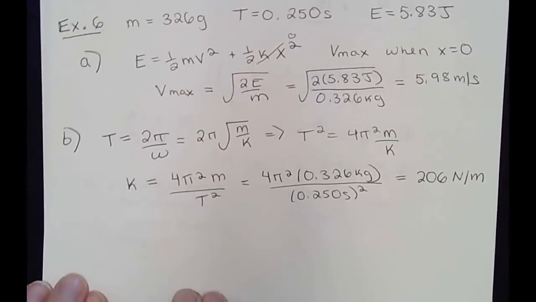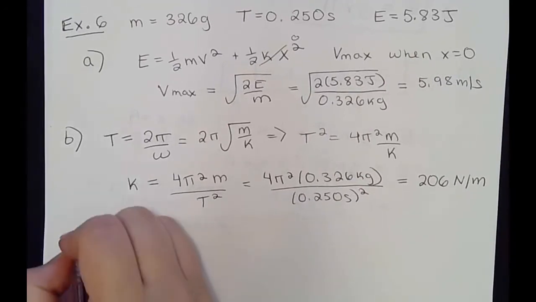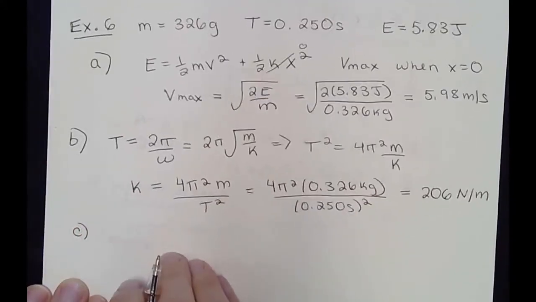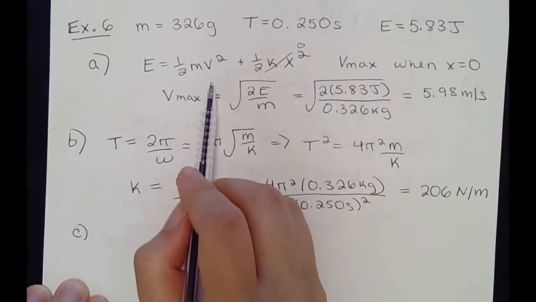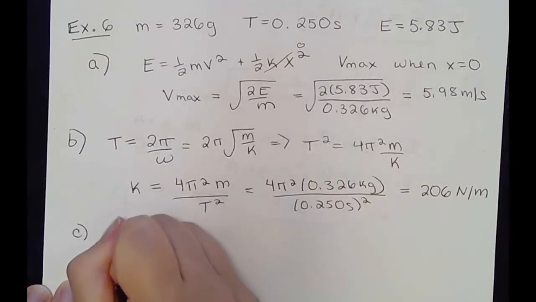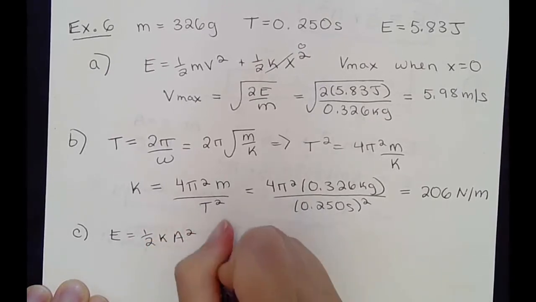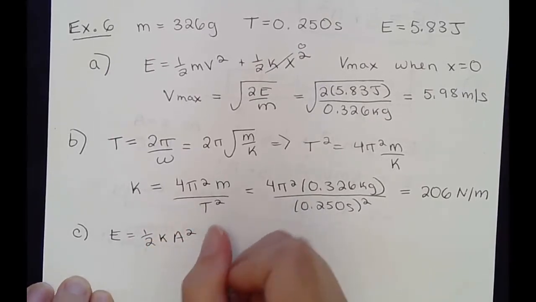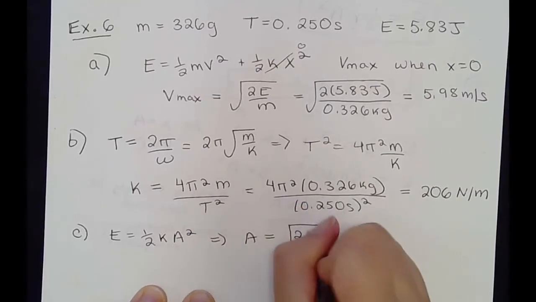Okay, and the last part is the amplitude of the oscillation. For this we can use the total energy. So looking here again, we know that our total energy that we're given is equal to 1/2 ka squared, as we proved twice. So solving for the amplitude, we have the root of 2E over k.